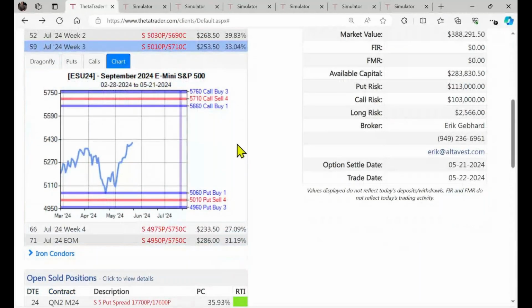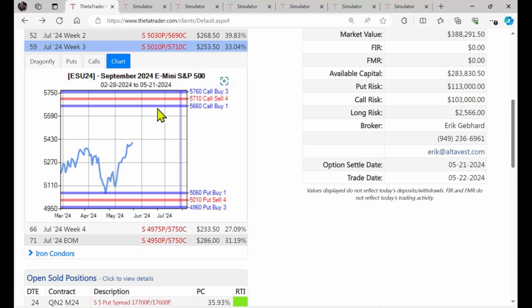So there's the structure for the Dragonfly. Remember, we're selling 4, buying 3 further out and 1 closer to the money. And the algorithm basically decides on the strike prices and what the distance is between, for example, this call and these calls that you sell and so forth. In this case it's 50 points, but it's not always 50 points. It can change at times.